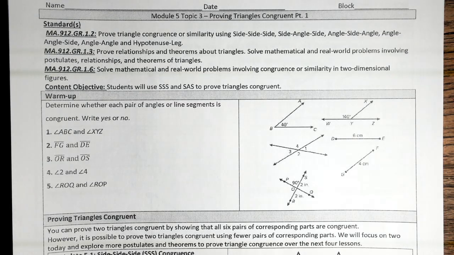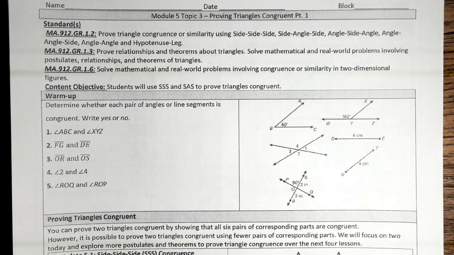We have the bell ringer in front of us. If you'll pause here, please try to work out these 5 problems. Once you're done, unpause. I'm going to wait 3 seconds and then I will continue. Okay. All right, so we're on page 10.